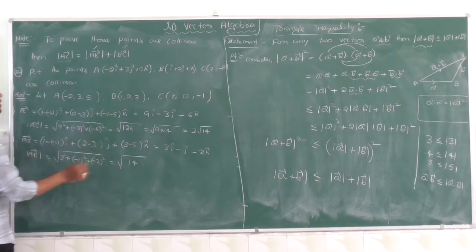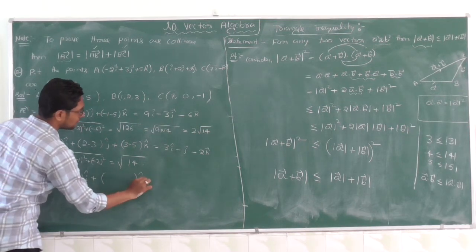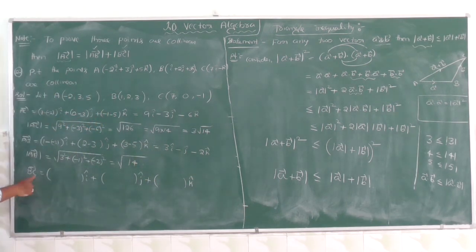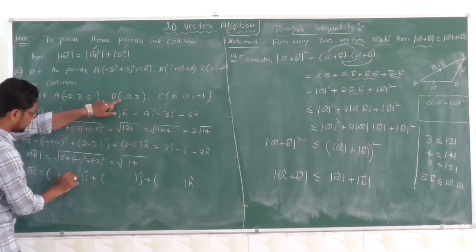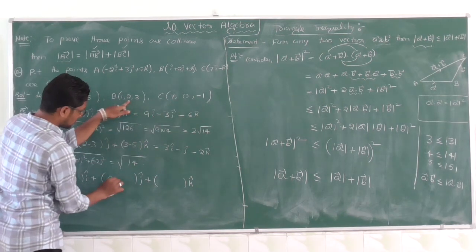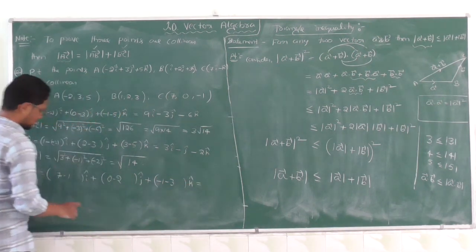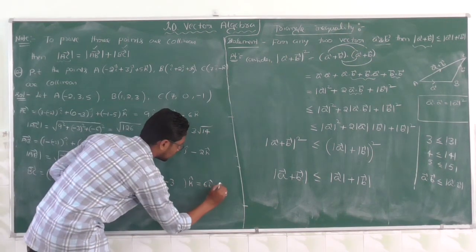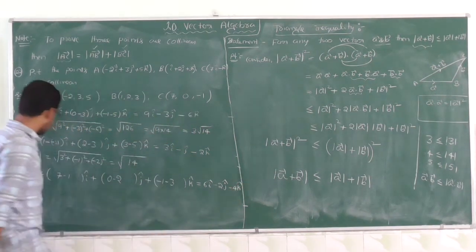Next we have to find the BC vector along with the magnitude. BC vector is nothing but C minus B. C minus B: 7 minus 1, next 0 minus 2, next minus 1 minus 3 equals. 7 minus 1 is 6i, next minus 2j, minus 4k. It is the BC vector.